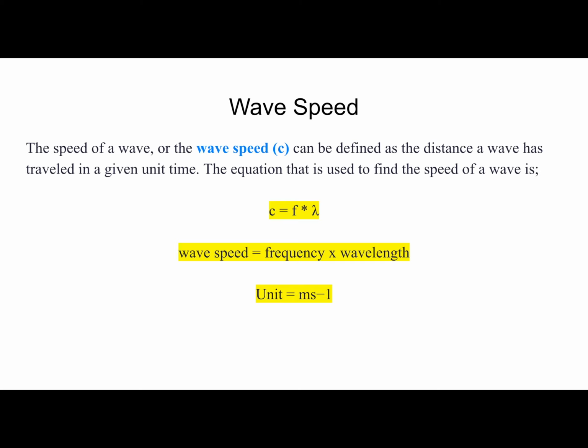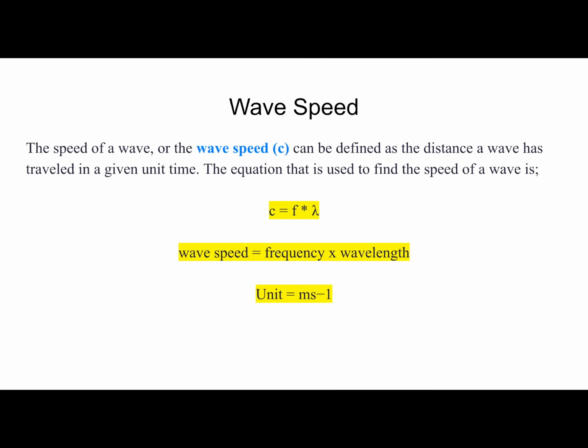When thinking of speed, the formula speed is equal to distance over time instantly pops into our head. This also relates to the speed of a wave, or wave speed, denoted by the symbol c. This can be defined as the distance a wave has traveled in a given time. The equation that is used to find the speed of a wave is c is equal to frequency times lambda, or wavelength. The unit of speed of a wave is meters per second, m s^-1.